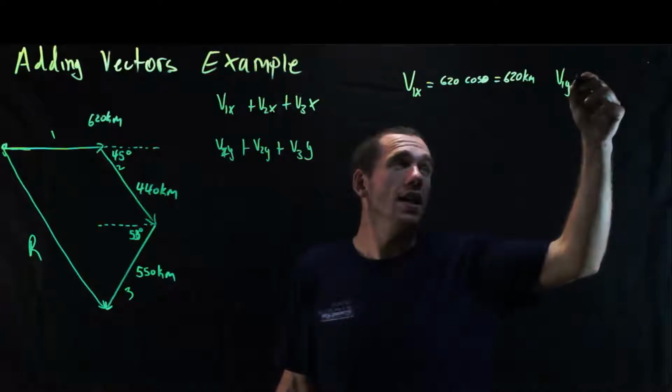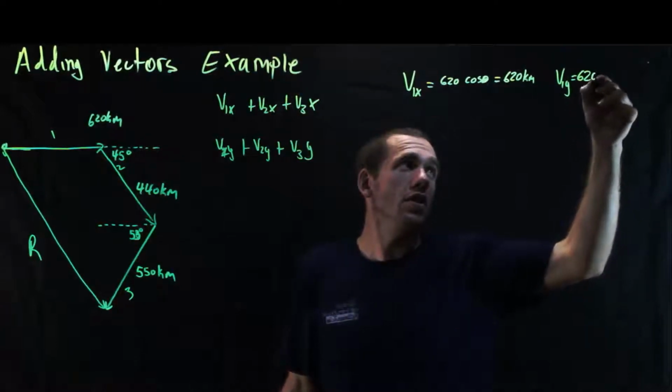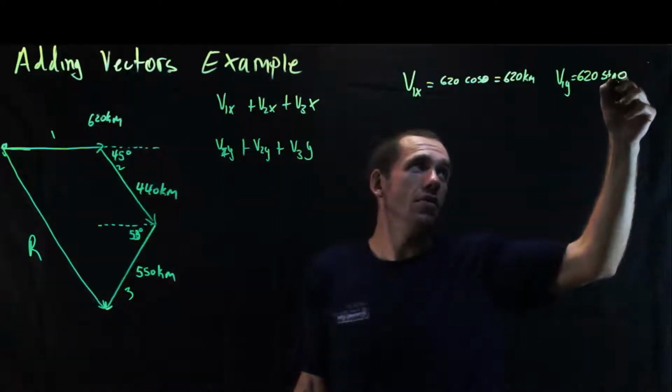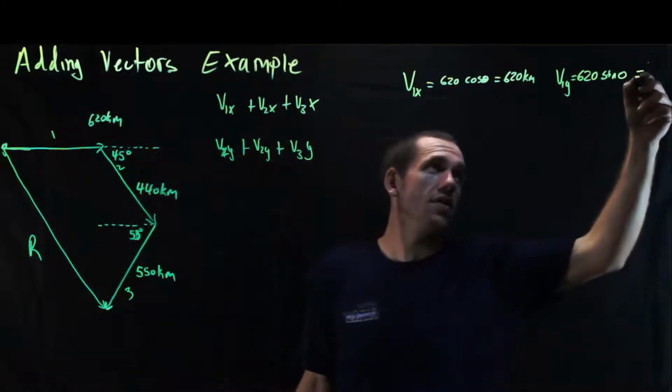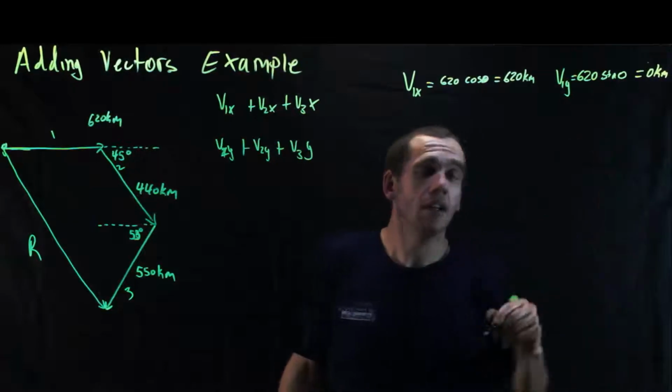So v1y equals 620 times the sine of 0. Okay, it would be the y component, but the sine of 0 is 0, so this is 0 kilometers. Okay, not shocking at all.